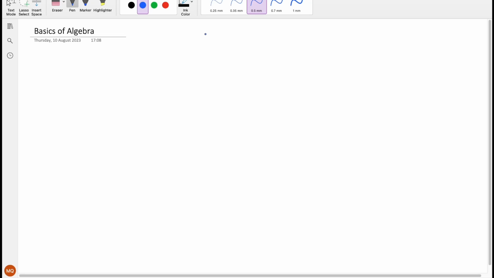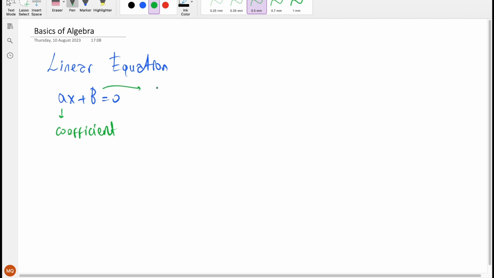In this lesson, we are looking at the basics of algebra. We will start with linear equations. For a linear equation, we have the form ax plus b is equal to 0. Here, a is called the coefficient, b is called the constant, x is called the variable, and we can say that here we have a 1, called the degree or exponent.